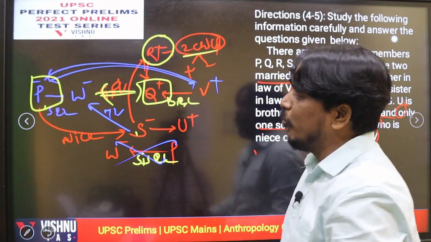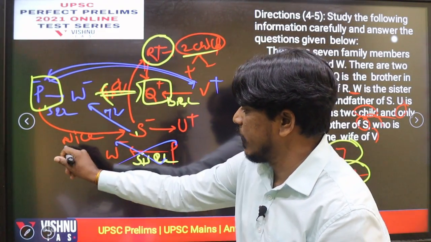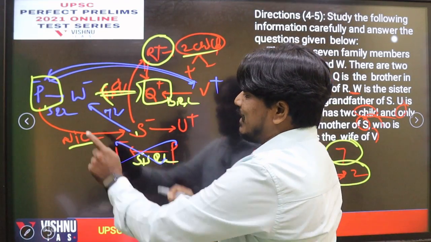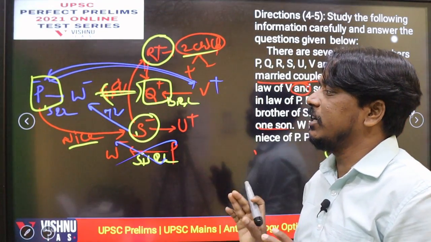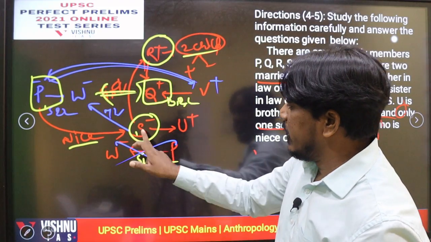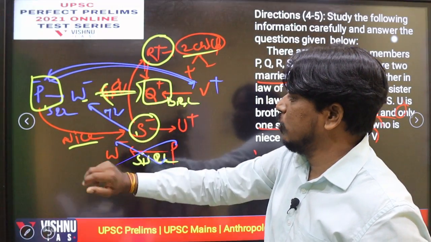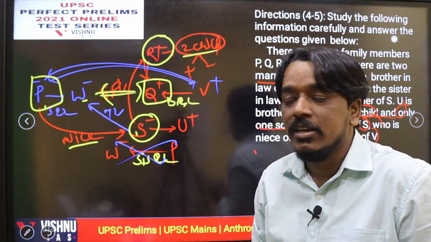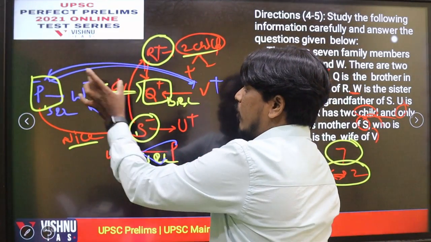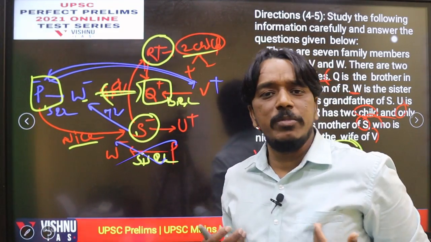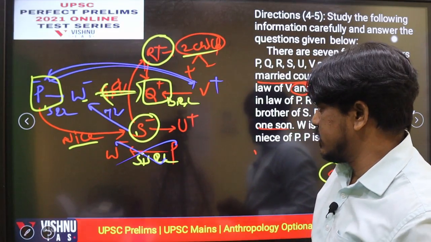Now if they are married, how is it a niece? We have to check this one also. How is S a niece of P? How are we getting this niece? Generally, if S is a daughter of W, and W and Q are married, then myself, my brother, my brother's daughter is obviously my niece. So all the conditions are satisfied.